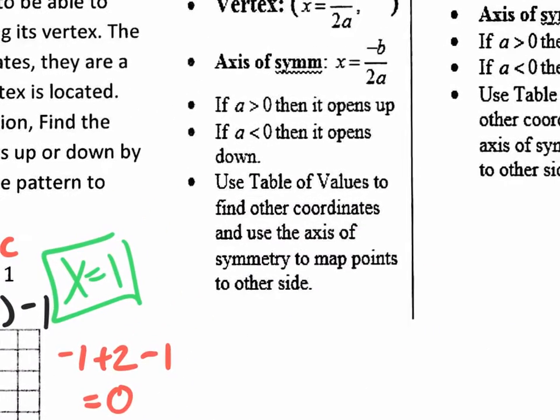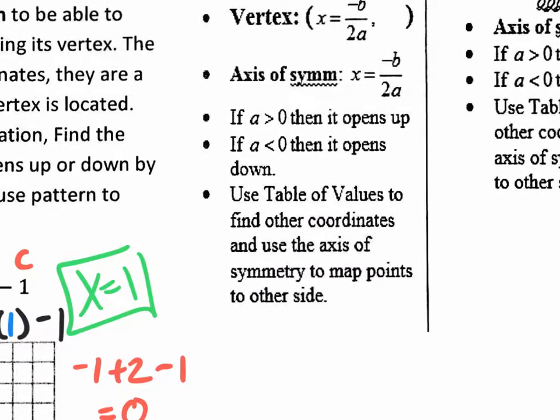Okay, let's go back over here. We also know that the a value tells you if it opens up or down. If the a value is positive, that's what it means by greater than 0, it opens up. If the a value is negative, less than 0, then it opens down. We could also use a table of values to find other coordinates and use the axis of symmetry to map points to the other side. We could use the pattern 1, 1, 2, 4, 3, 9 on any parabola that has an a value of 1. We have also discussed that the further your a value is from 0, the more vertically stretched it gets.